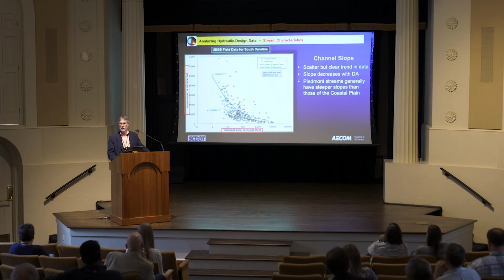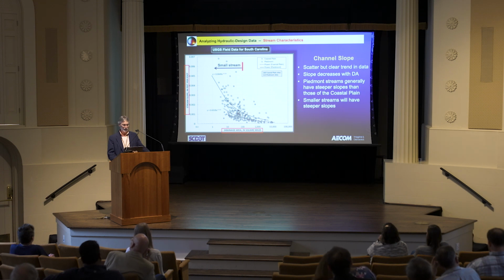Okay, notably Piedmont has steeper slopes, which is what is to be anticipated, and then the flatter regions of the coastal plain are not as steep. And again, this is just the breakpoint of 100 square miles, where we know all of them are small streams, and you can see that small streams tend to have steeper slopes.